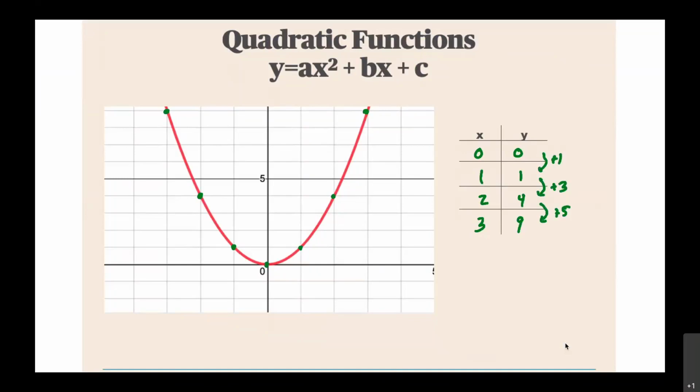Okay, the slope, if you will, is changing. Between the first two, we kind of have a slope of 1. Between the next two, we have a slope of 3, that rate of change. And so because the slope is changing, that's what makes it into a curve.